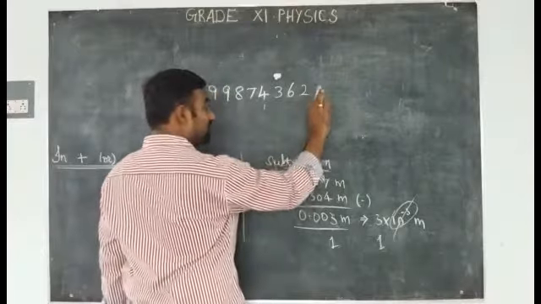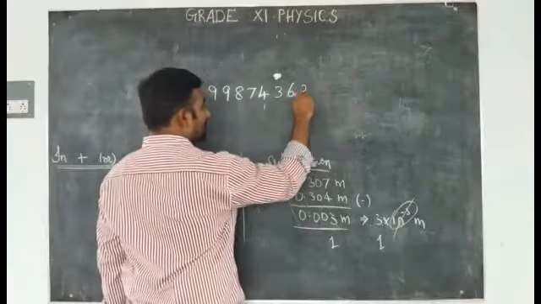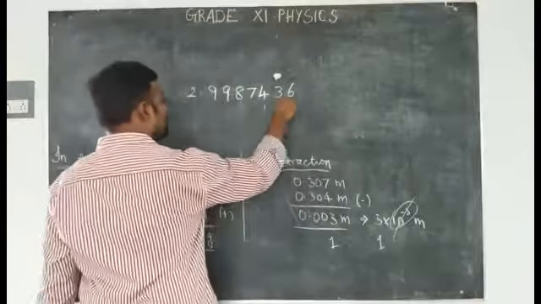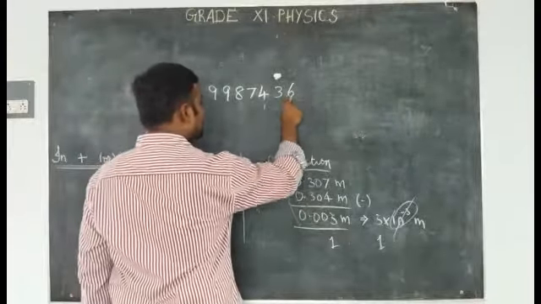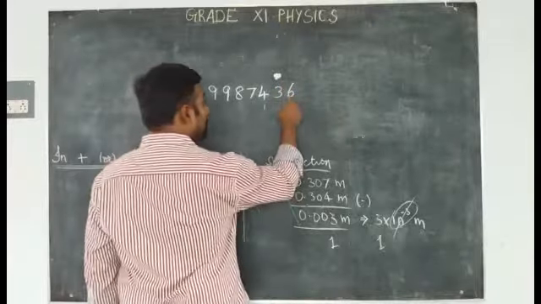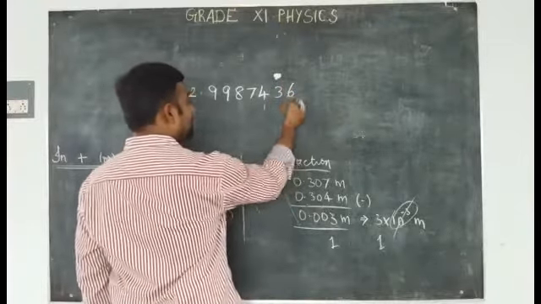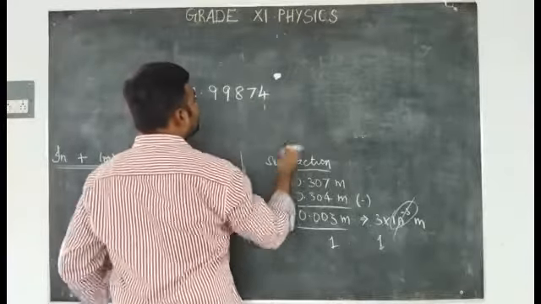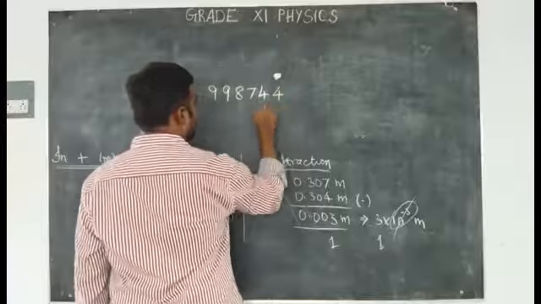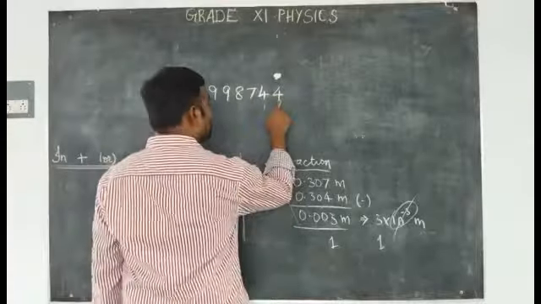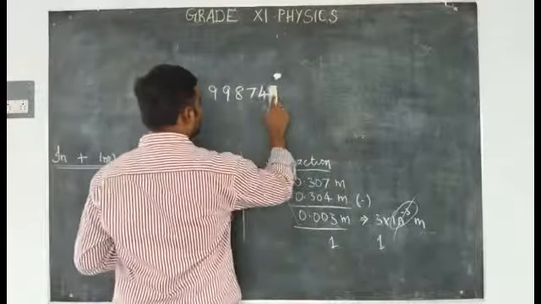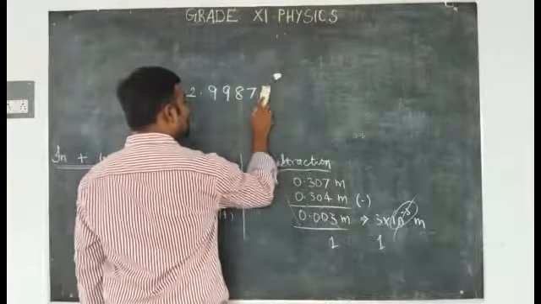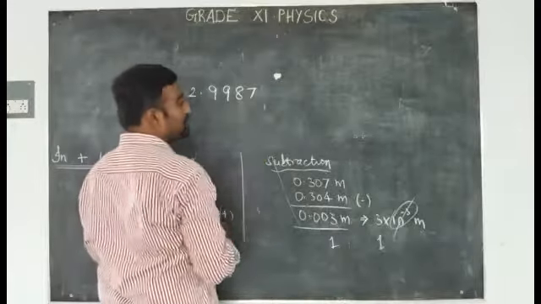If it is less than 5, we can remove it. Come to the next number. This is also less than 5, so we can remove it. Then coming to the next digit, 6 is greater than 5. So when it is greater than 5, the number before it gets added with 1. So 3 becomes 4. Now you compare these two digits. This 4 is less than 5, we can remove it, and the next 4 is also less than 5, so we can remove it as well.